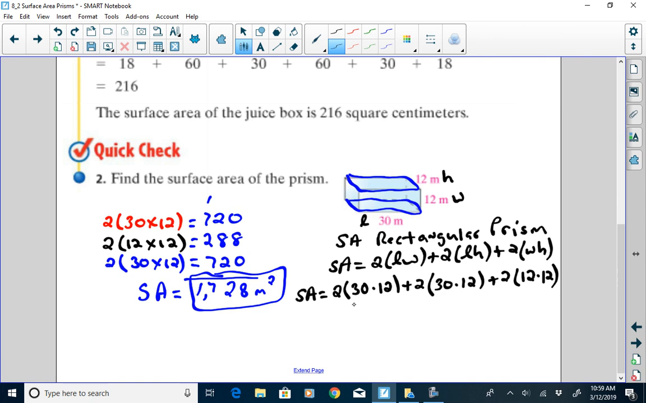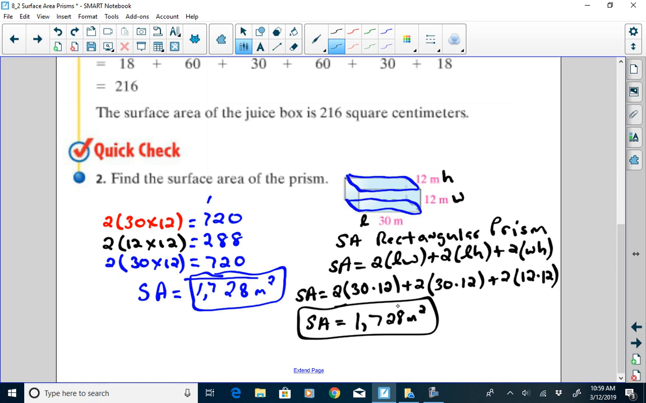Right? We see those same values here. 2 rectangles that are 30 by 12, another 2 rectangles that are 30 by 12, 2 rectangles that are 12 by 12. We add all of that together. Surface area is going to be equal to 1,728 meters squared. So we can use the formula or we can decompose.